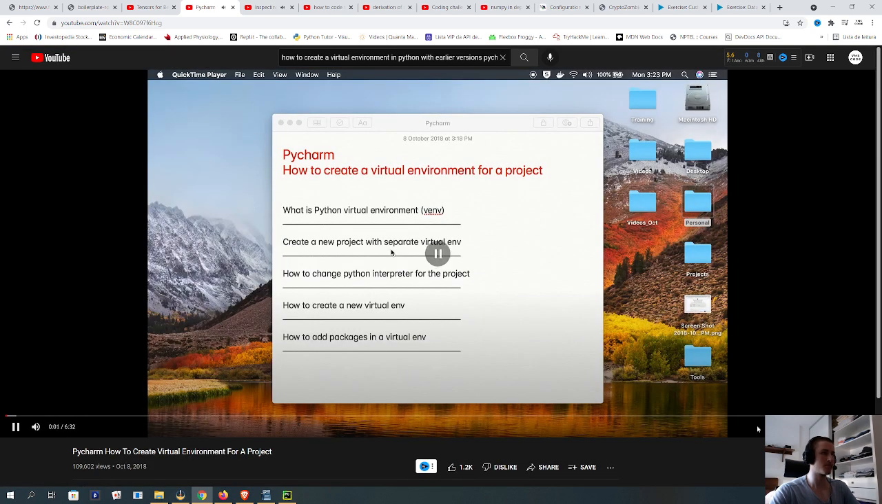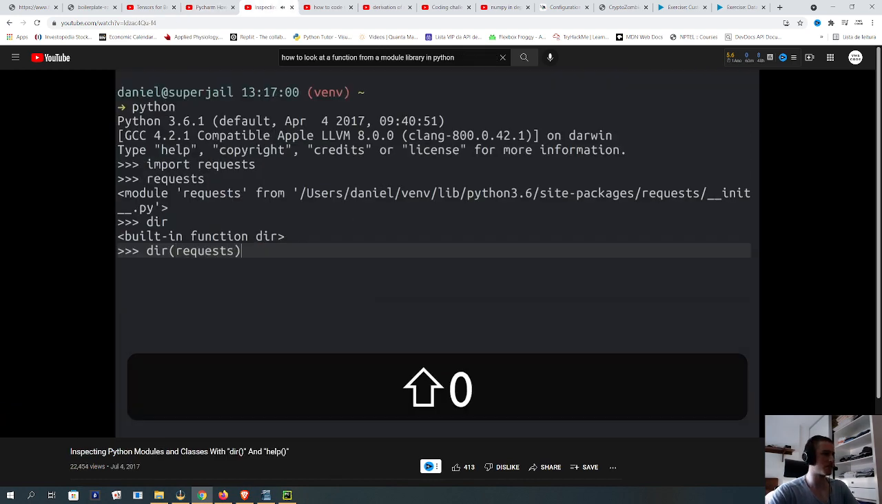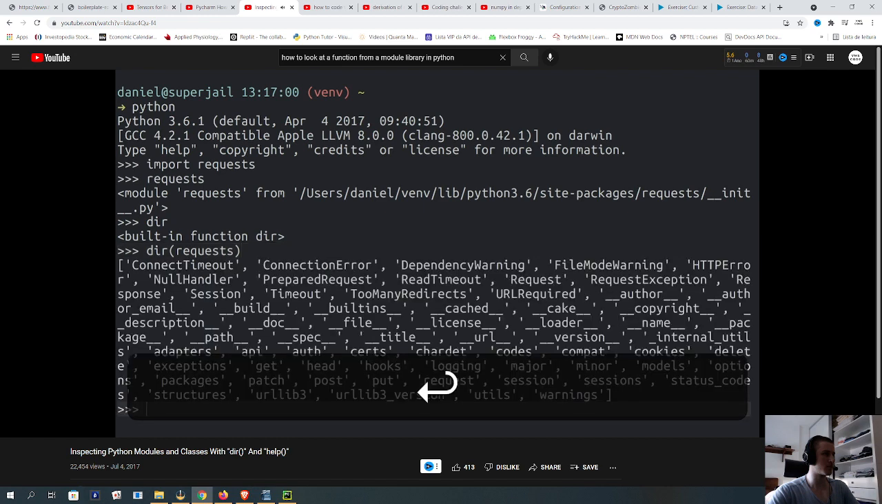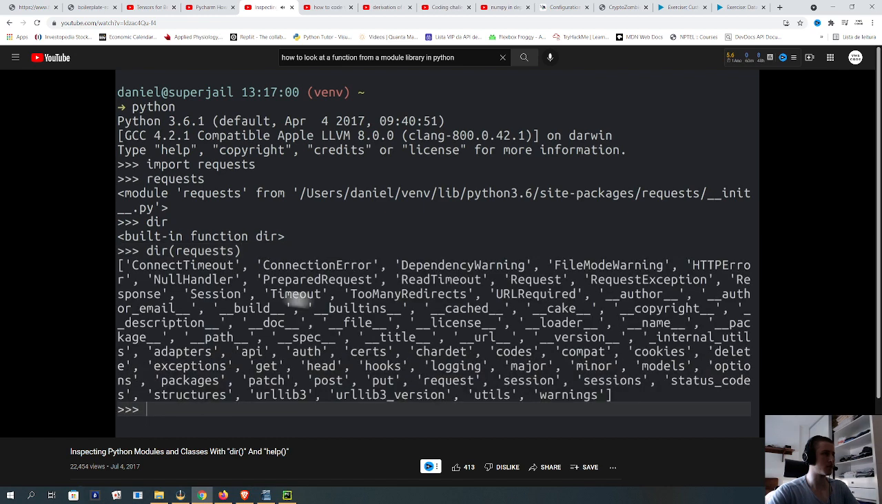And for that, you can use the dir function in Python. So I'm just going to call dir. Maybe I'll just show you that first. dir is a built-in function in Python, and I can point it at any module, or any object really, and it's going to tell me the symbols and the names that this module exports.